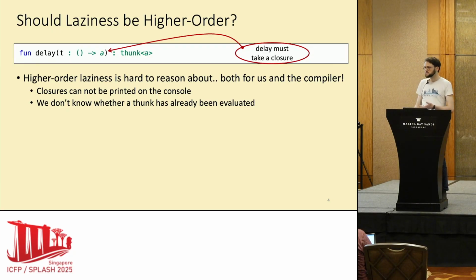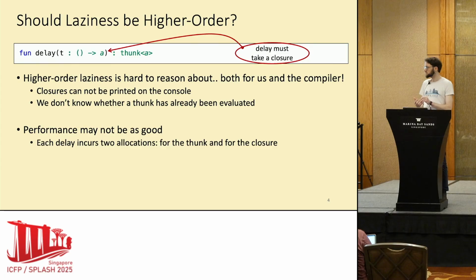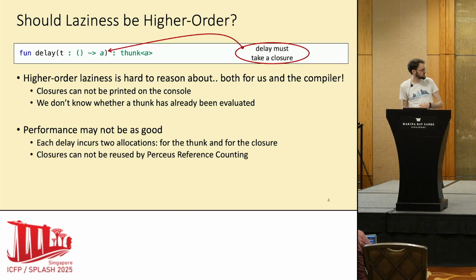But even if you can reason about the performance, it may not actually be that good, because this delay function will incur two separate new allocations, one to create the outer thunk, and then a second one to create the closure that you put into it. And so, I work a lot on something called Perceus reference counting, and in Perceus reference counting, it's actually not that bad to have more allocations if you can reuse them. But in particular, Perceus reference counting cannot reuse closures, which means that in a language like Koka, this interface is actually not very good.